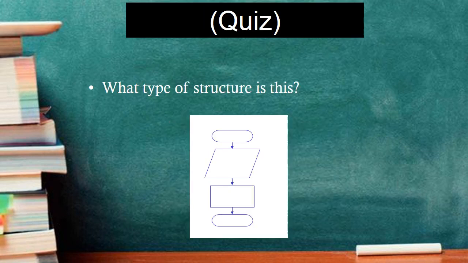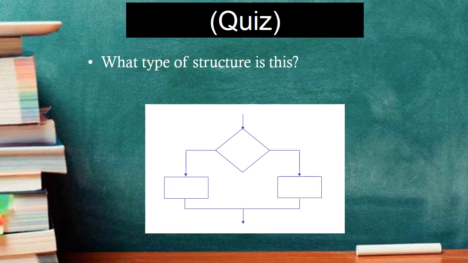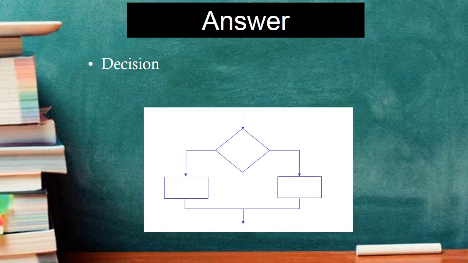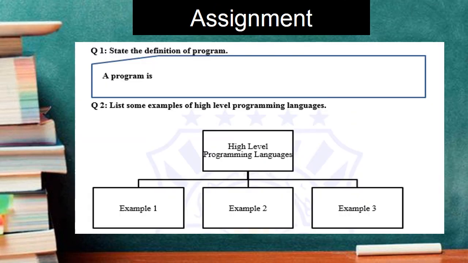What type of structure is this? Sequential structure. And the last question is, what type of structure is this? This is decision, where we are going to draw the flowchart according to the condition, and if the condition is true, the true part will be executed, otherwise the false part will be.